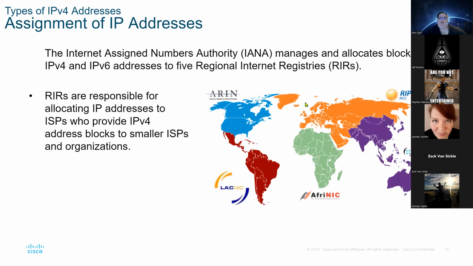IP address assignment. So the Internet Assigned Numbers Authority, or IANA, manages and allocates the blocks of IPv4 and IPv6 addresses to 5 regional internet registries. And as you can see, they're just color coded out. And then they are responsible for providing IPv4 address blocks to smaller ISPs and organizations.